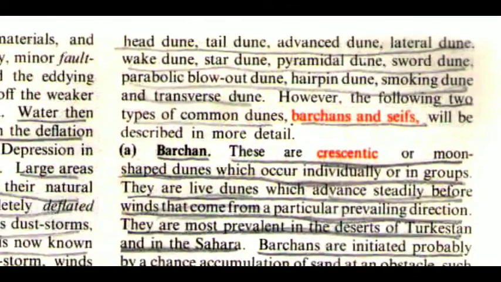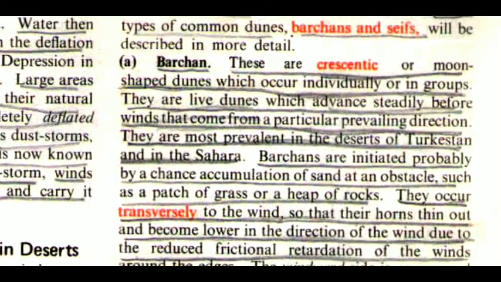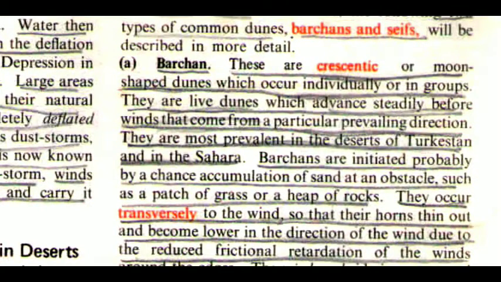tail dune, advanced dune, lateral dune, wake dune, star dune, pyramidal dune, sword dune, parabolic blowout dune, hairpin dune, smoking dune, and transverse dune. However, the following two types of common dunes, barchans and seifs, will be described in more detail. Barchan. These are crescent or moon-shaped dunes which occur individually or in groups.